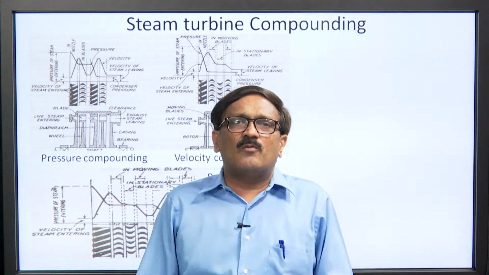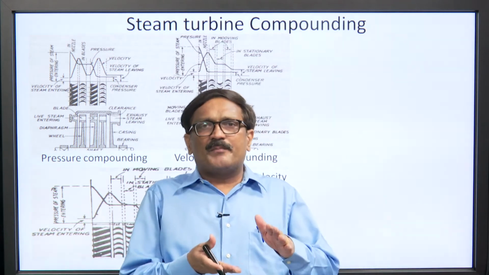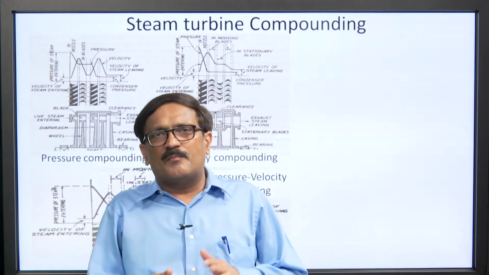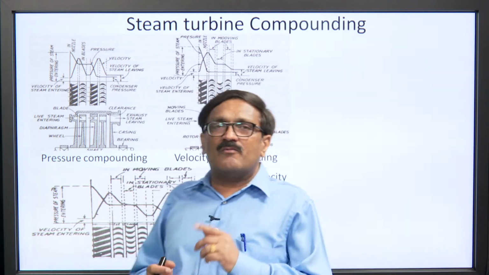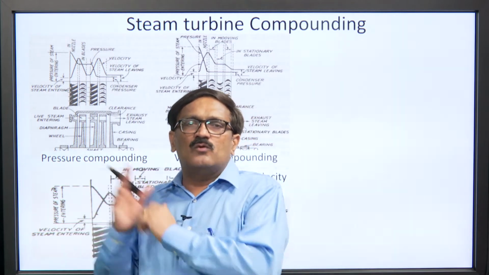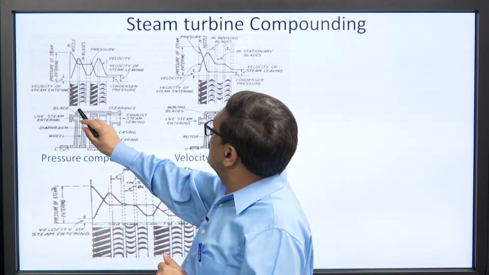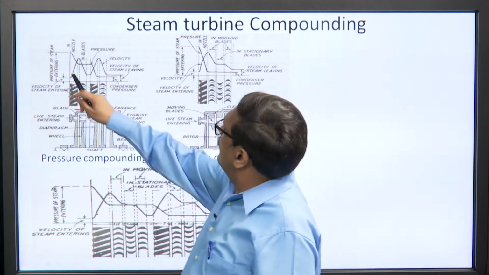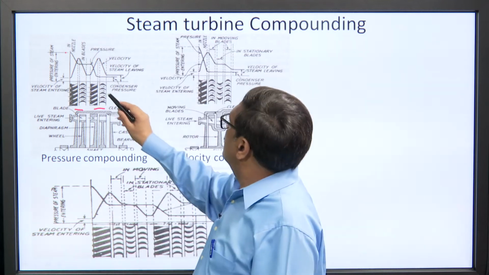There are various types of compounding, mainly pressure compounding and velocity compounding. It depends on whether we drop the pressure in parts or drop the kinetic energy, the velocity, in parts. A simple turbine has one stage, one set of nozzle and moving blades. Here a number of stages are going to be there, which is why it is also called a multi-stage turbine. Suppose in a pressure compounding turbine, this is one simple stage turbine and this is another simple stage turbine. There is very high pressure and temperature at the nozzle, and the whole of the pressure is not dropped to the condenser pressure in one stage.